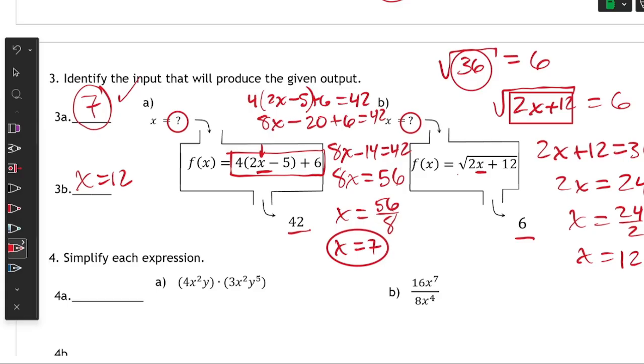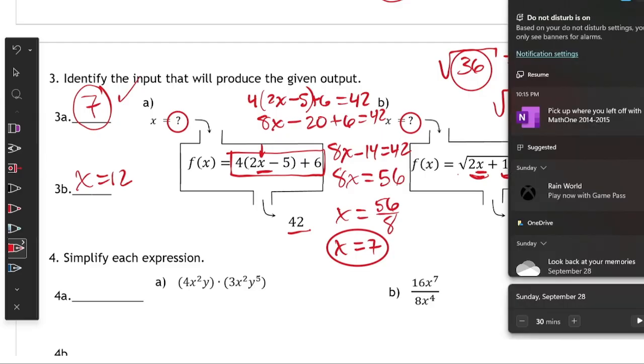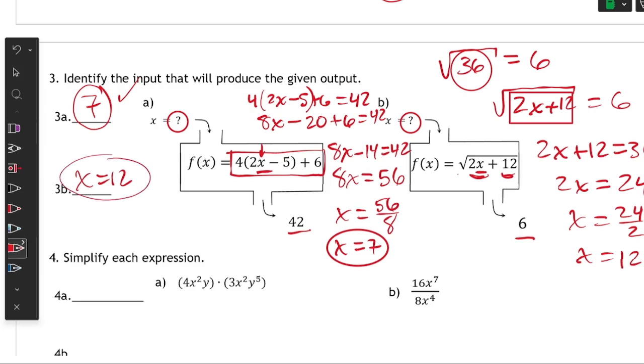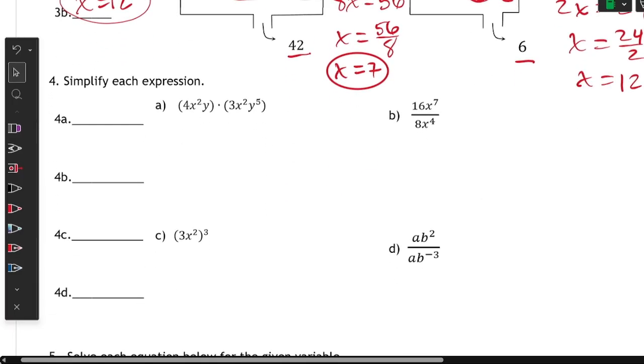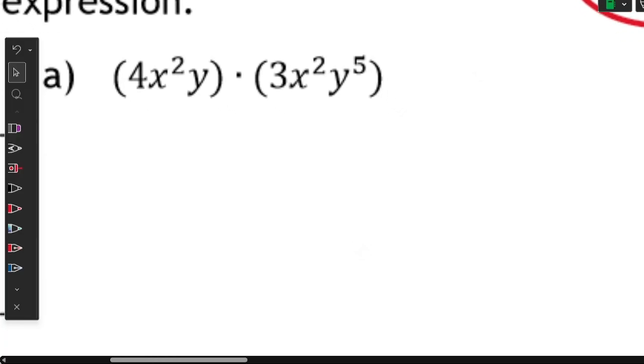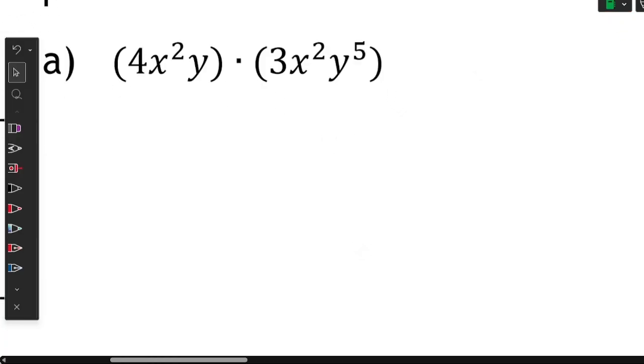But when I come back in, just to double check, 2 times 12 is 24. 24 plus 12 more is 36. And the square root of 36 is 6. So this is exactly the value that's needed to produce an output of 6. Next question. So let's take a look at these. I think I'll focus in on each one, and I'll just write my answers here. I won't write them in the space provided.